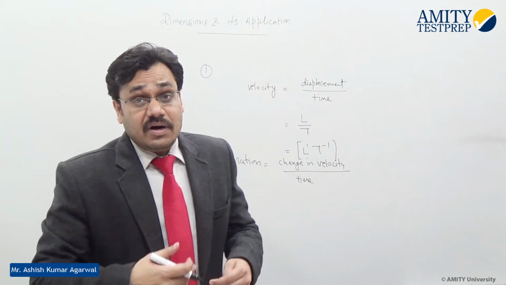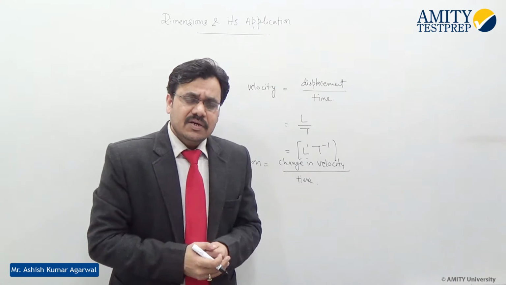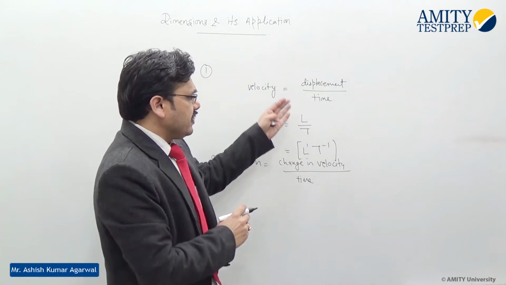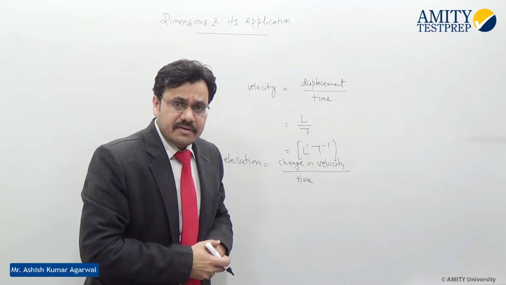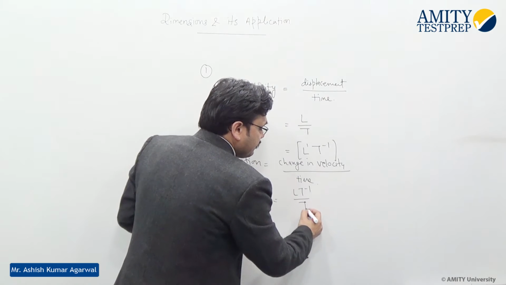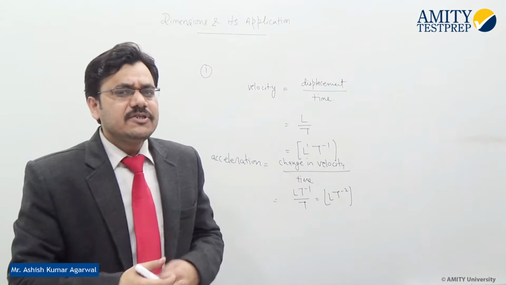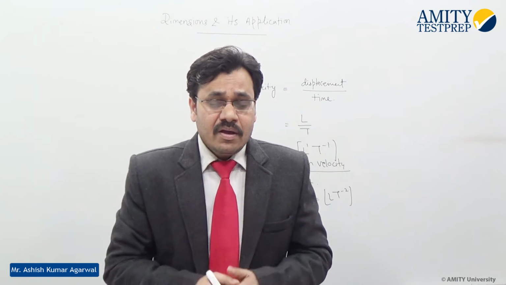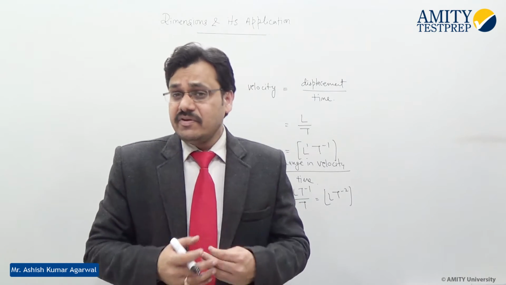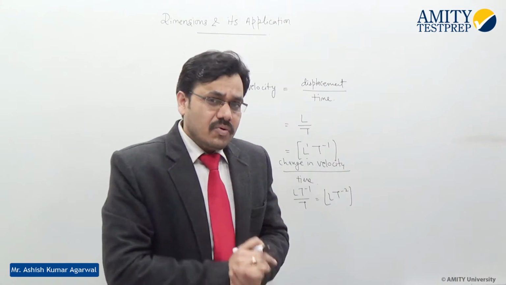What is the unit of change in velocity? Definitely it will be the same as that of velocity, as we already got it, meter per second. So here also I can write LT^-1 divided by T. In other form, I get LT^-2. So this is the dimension formula for acceleration. In a similar process, whatever the physical quantity given to you, you can find out the dimension formula for it.